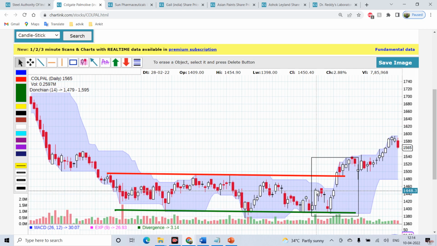I'm not suggesting you trade options because there's a lot of risk involved, and there are other parameters that have to be analyzed when you enter into options.